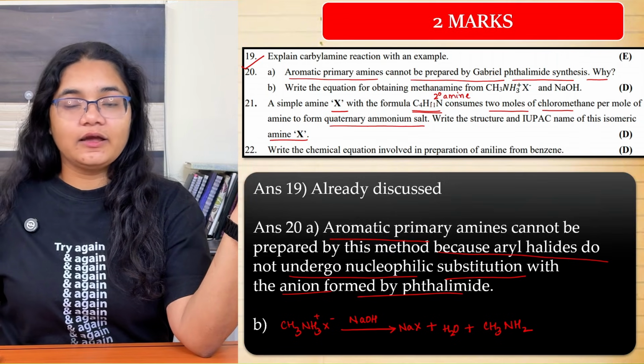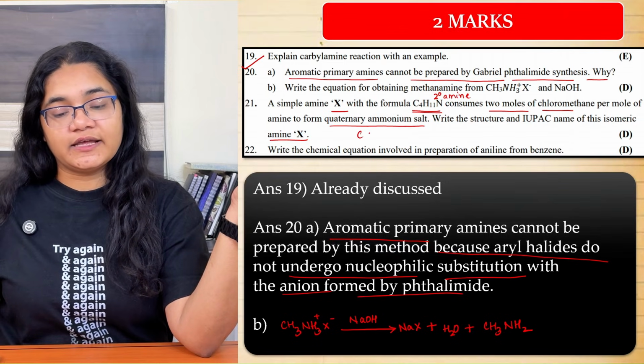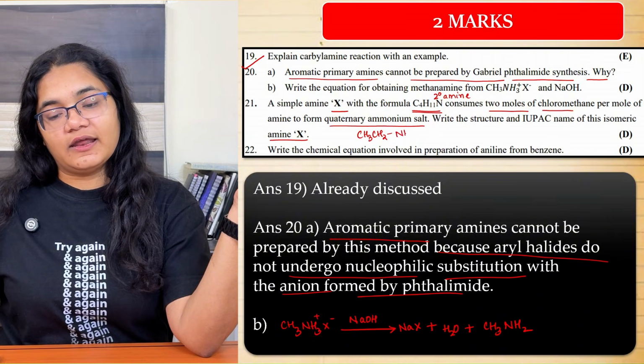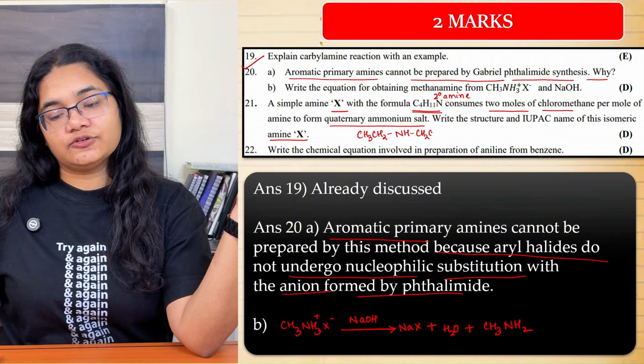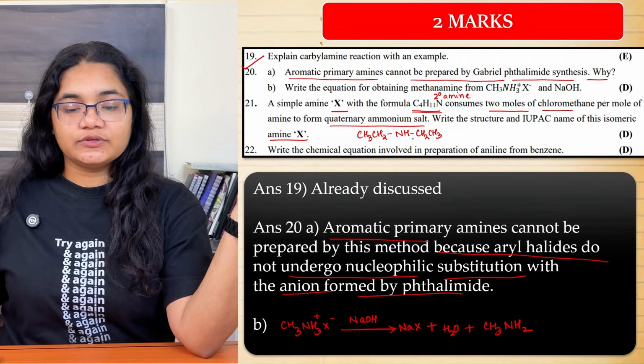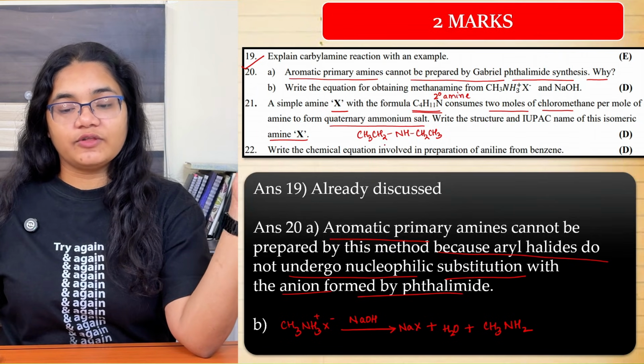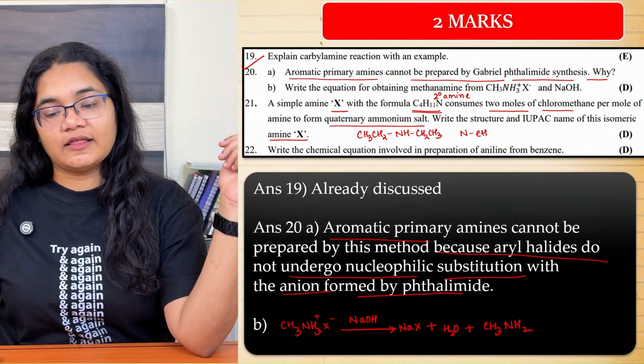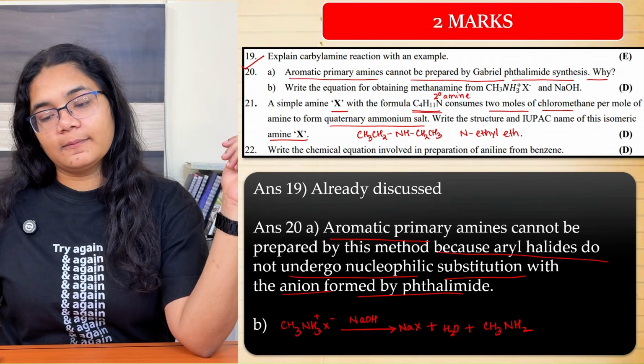So it is a secondary amine with the formula C4. I will have CH3CH2, then NH, and then again CH2CH3. So this is going to be the formula of the compound, and its IUPAC name you can easily write. It is N-ethylethanamine.